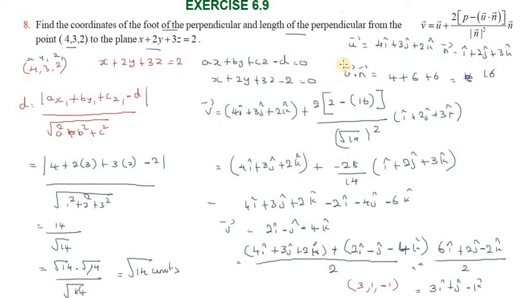Now let me repeat the steps once again. To find the coordinates of the foot of the perpendicular, first we take the u vector, the position vector of the given point, and then find the n vector and the v vector. For the coordinates of the foot of the perpendicular, we take the position vector as u vector plus v vector, divided by 2.